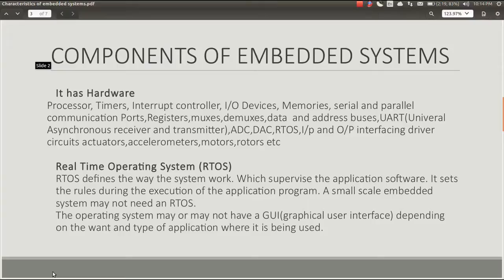Real-time operating system defines the way the system works, which supervises the application software. It sets the rules during the execution of the application program. A small-scale embedded system may not need an RTOS for sure. The operating system may or may not have a graphical user interface depending on the type and the want of application where it is being used.